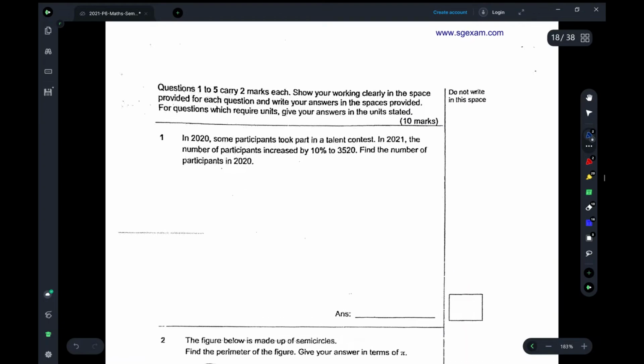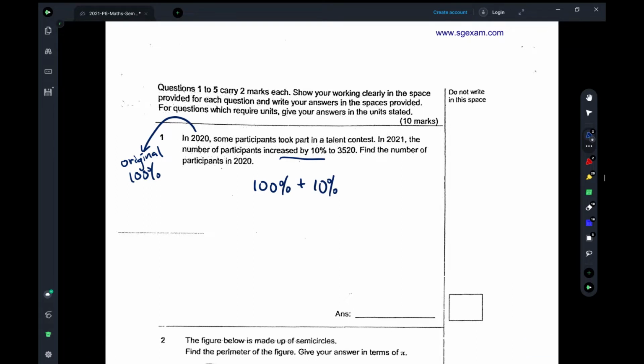In 2020, some participants took part in a talent contest. In 2021, the number of participants increased by 10%. So the original is always 100%. And now, for 2021, it increased by 10%, which means we add 10%. I can only add like this if the original is 100%. So this is 110%. So in 2021, the 110% is equivalent to 3,520 participants.